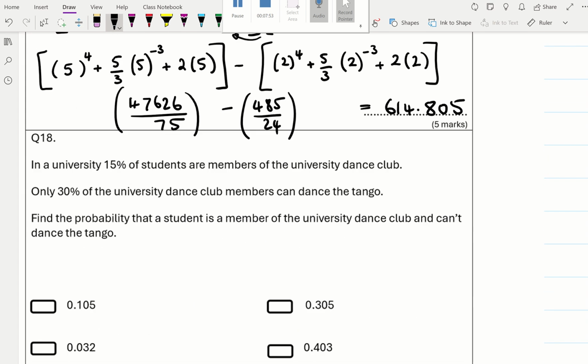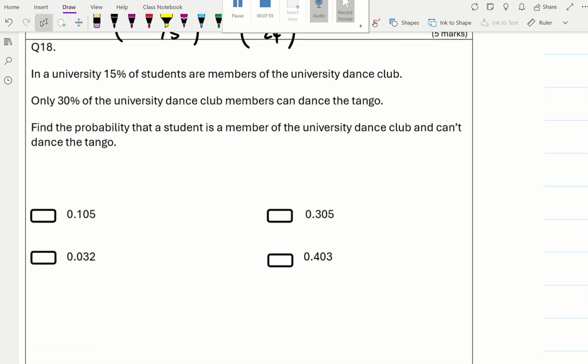And question 18, it says, in a university, 15% of students are members of the university dance club. Only 30% of the university dance club members can dance the tango. Find the probability that the student is a member of the university dance club, so they're part of the 15%, but they can't dance the tango.